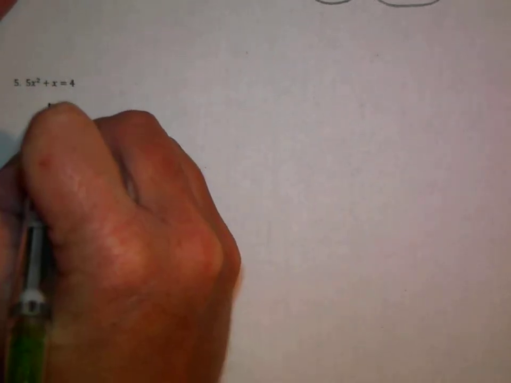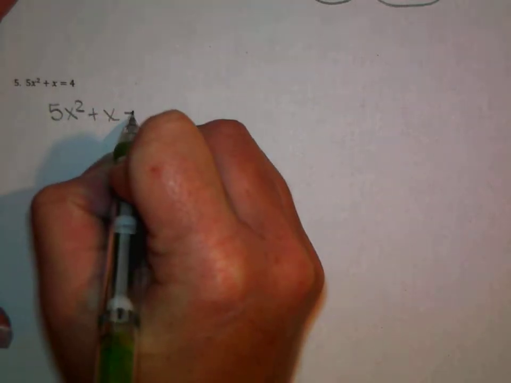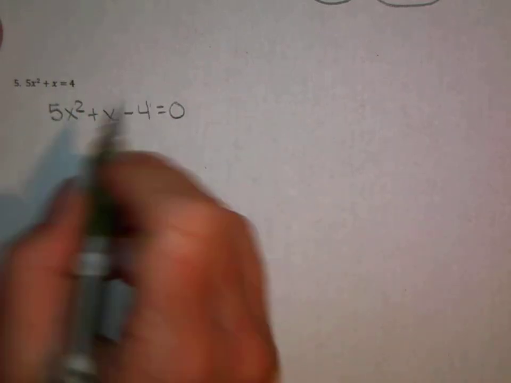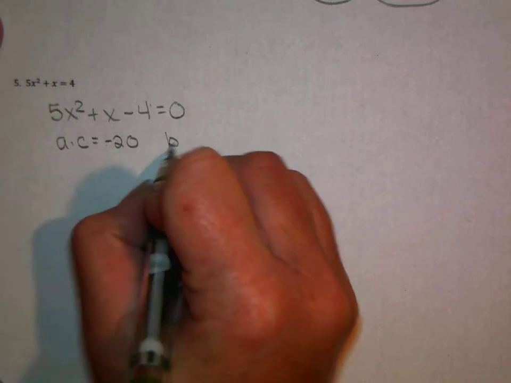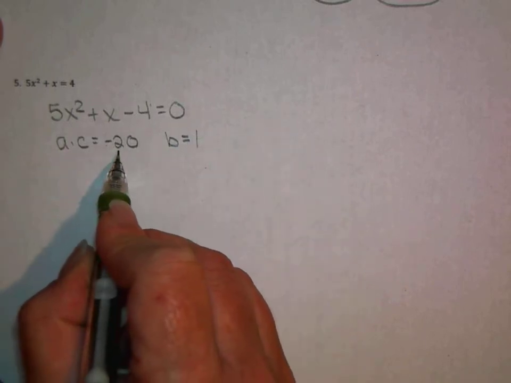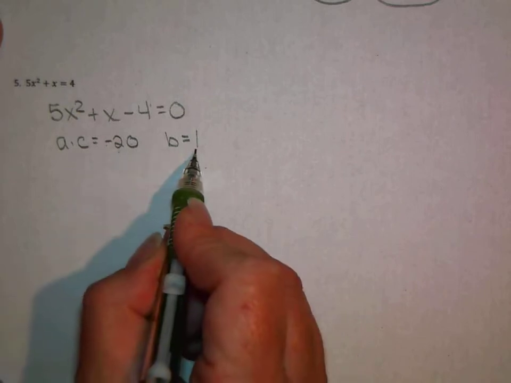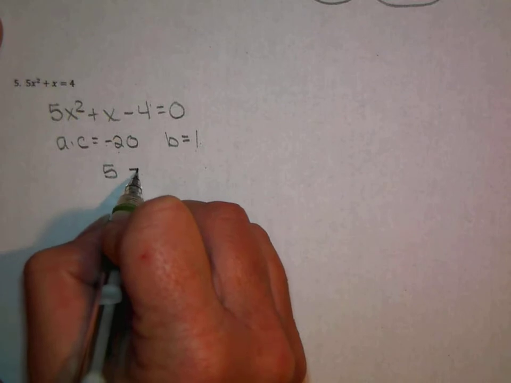All right. Again, this is not set equal to 0, so you're going to subtract 4. So 5x squared plus x minus 4 equals 0. You're looking for a times c, so you're looking for two numbers that when you multiply them together, they give you negative 20, but when you add them together, they give you 1. When you multiply them together, you get a negative. That means one is positive and one is negative. The positive is the larger number, and those two numbers are 5 and negative 4.